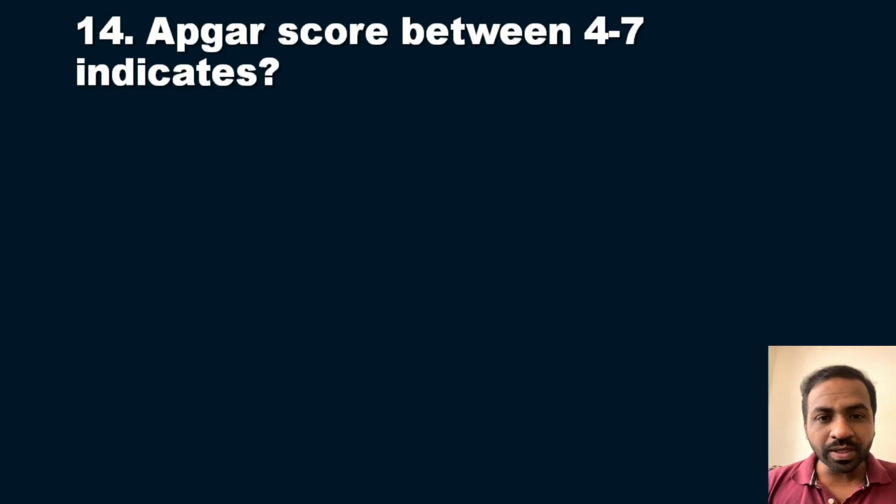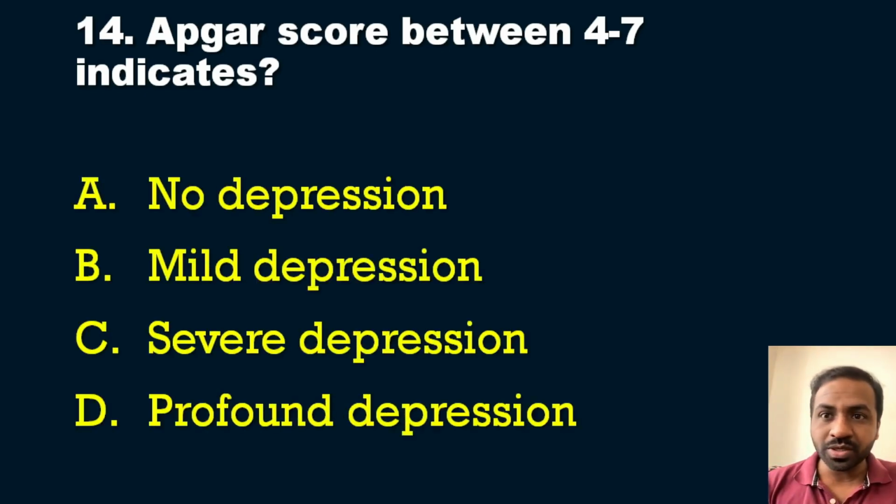Now we will move on to the second last question in our series. This is from pediatrics, and the question is: Apgar score between 4 to 7 indicates. So the question is Apgar scoring, and 4 to 7 indicates what? The options are: option A, no depression; option B, mild depression; option C, severe depression; and option D, profound depression. So the score 4 to 7 indicates what? The answer for this question is option B, that is mild depression.